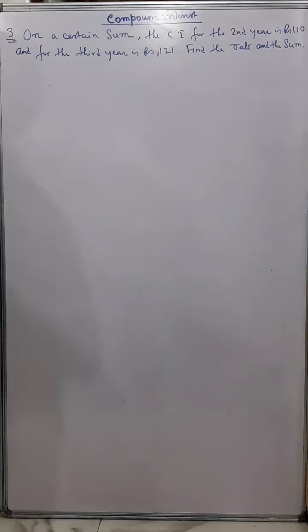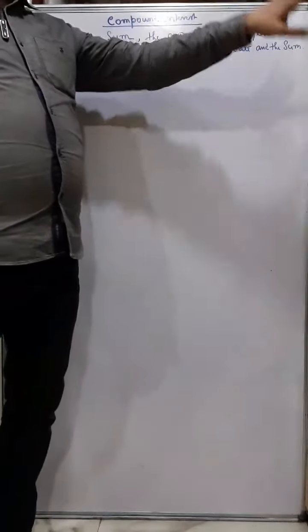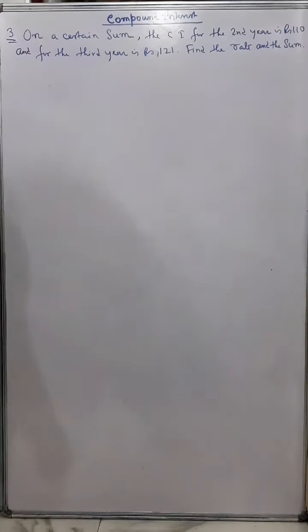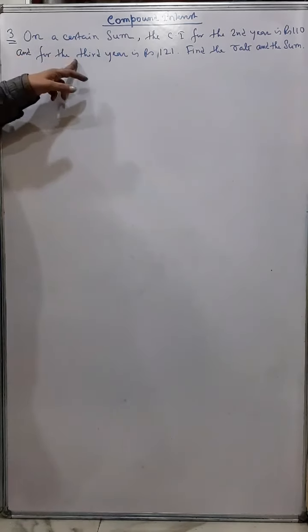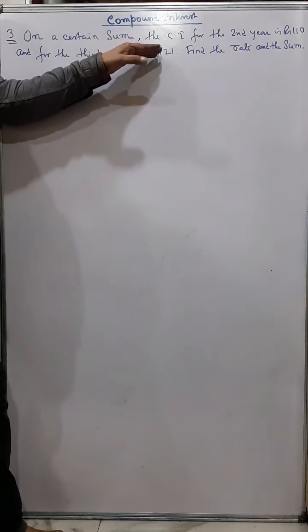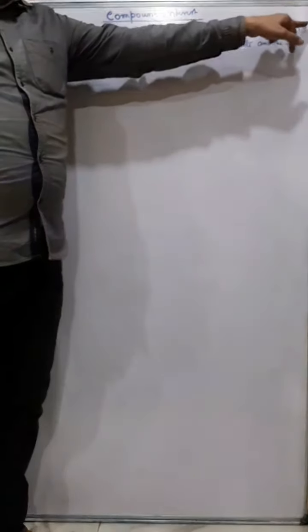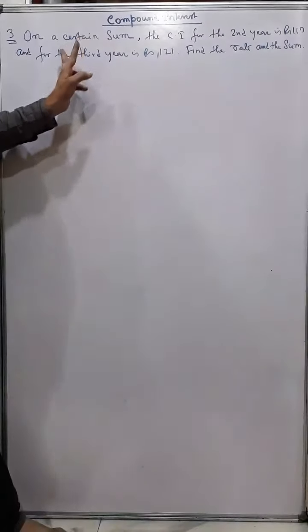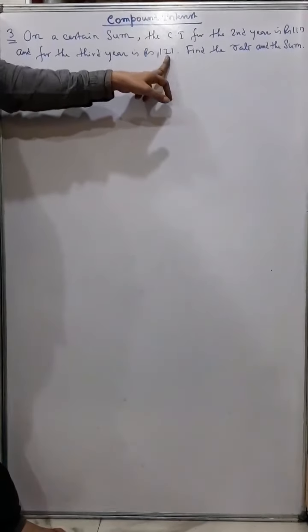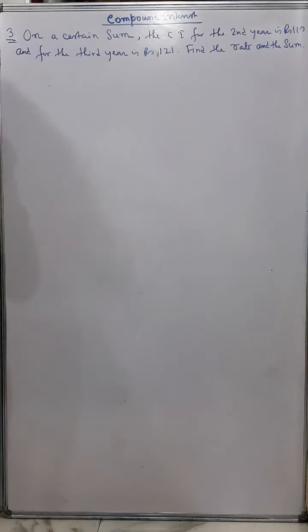Okay, again a very important sum. On a certain sum, the CI for the second year is 110 and for the third year is 121. So that means we will do this without the formula method, because the second year interest is given and the third year interest is given, 121, and we have to find the rate and the sum. A very important sum.